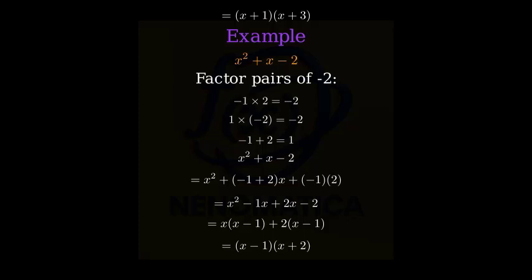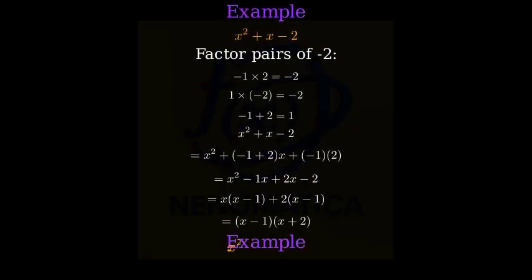We can rewrite our expression as x squared minus 1x plus 2x minus 2, factoring by grouping: x times (x minus 1) plus 2 times (x minus 1). This gives us (x minus 1) times (x plus 2).